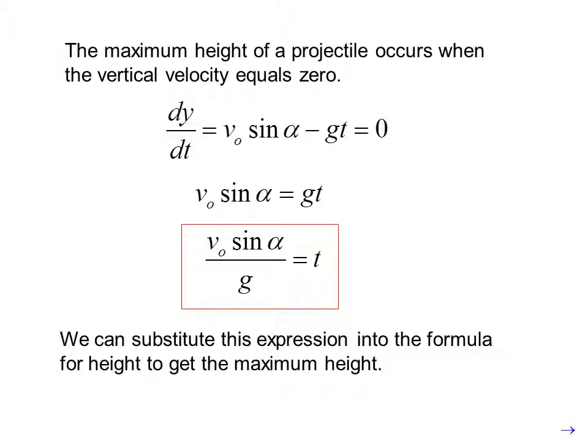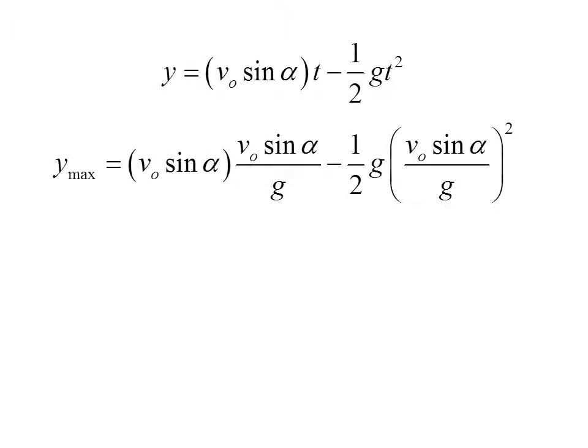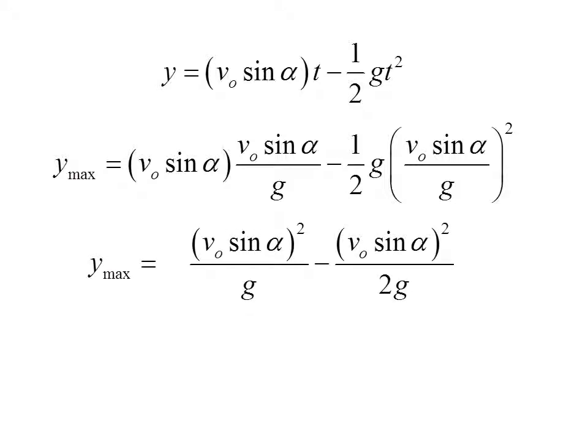We can substitute this expression into the formula for height to get the maximum height. y equals v sub 0 sine alpha t minus 1/2 gt squared. If we substitute in the time at the maximum height, we get y max equals v sub 0 sine alpha times v sub 0 sine alpha over g minus 1/2 g times (v sub 0 sine alpha over g) squared, which simplifies to (v sub 0 sine alpha) squared over g minus (v sub 0 sine alpha) squared over 2g.